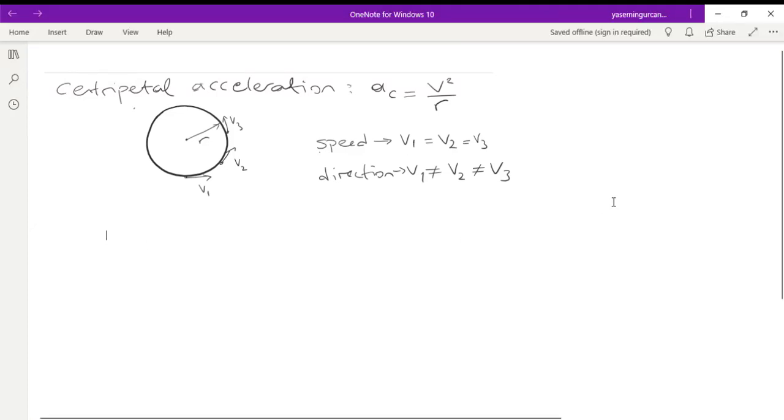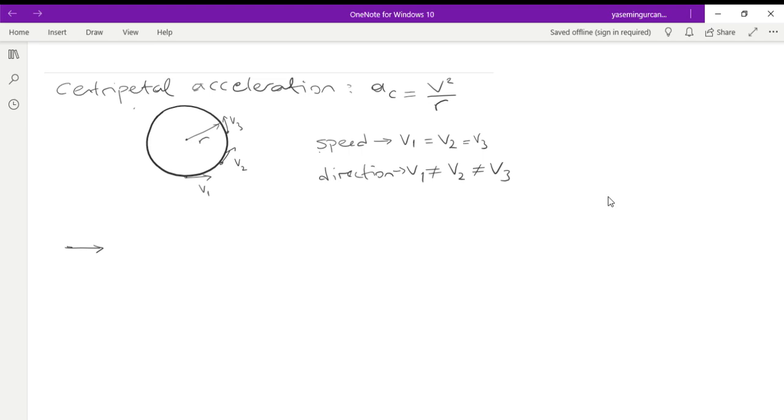Hi everyone. I want to talk about centripetal acceleration here. So you know that Newton's first law states that an object that moves on a straight line has a tendency of going on a straight line unless there is an external force changing its direction or its motion. So we have straight line motion unless there is an interruption from around.